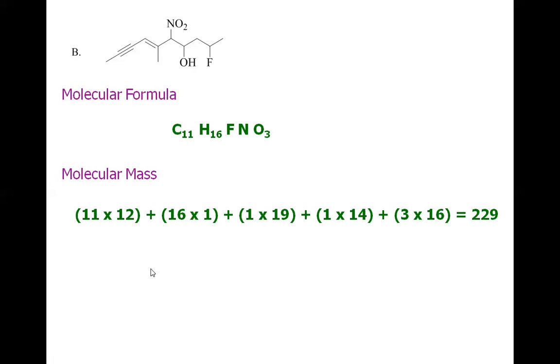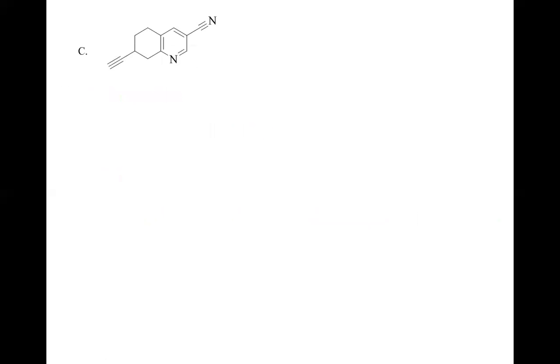Now let's discuss its molecular mass. 11 carbons to be multiplied with the mass number of carbon, which is 12. Then we have to add 16 into 1. 16 is the number of hydrogens and 1 is the atomic mass of hydrogen. Then we have 1 for one fluorine, and 19 is the atomic mass of fluorine. Then we add 1 into 14 because of nitrogen's atomic mass, and then 3 into 16 because 16 is the atomic mass of oxygen. So when we multiply these numbers and add, we get the sum of 229, which is the molecular mass of this compound. Now let's discuss the compound C.